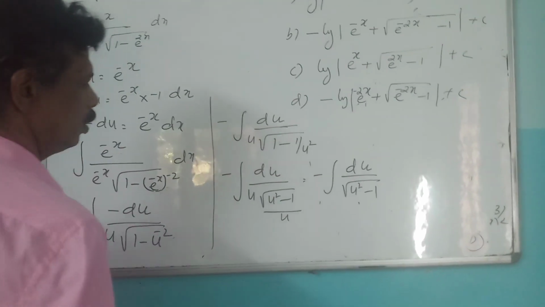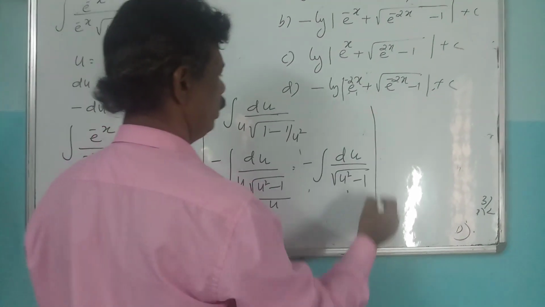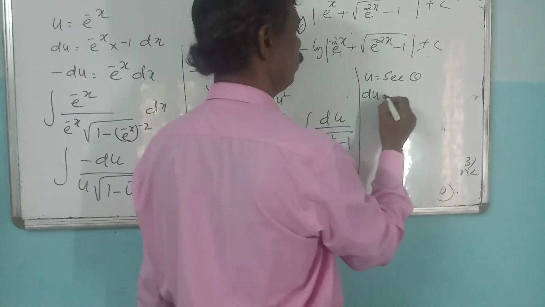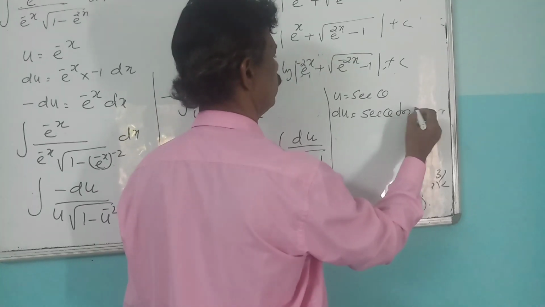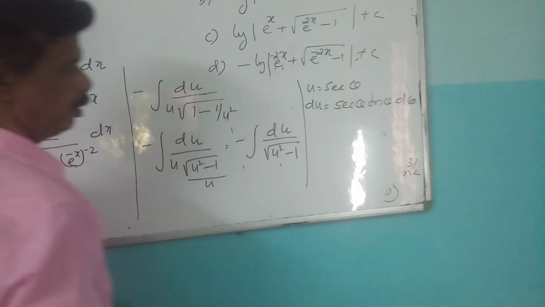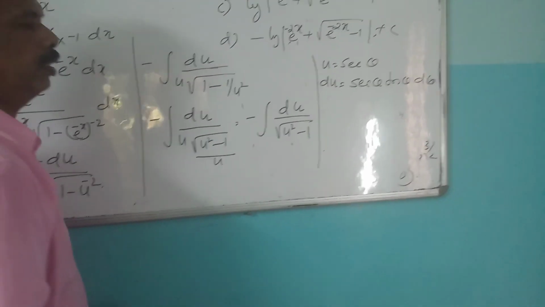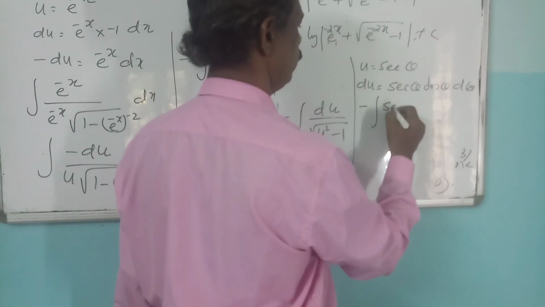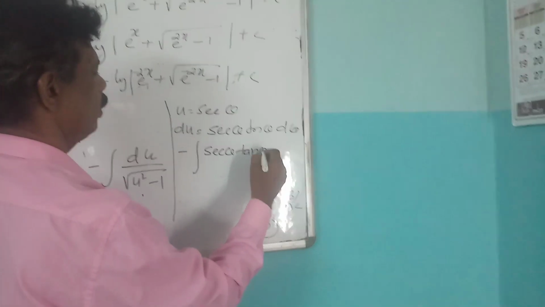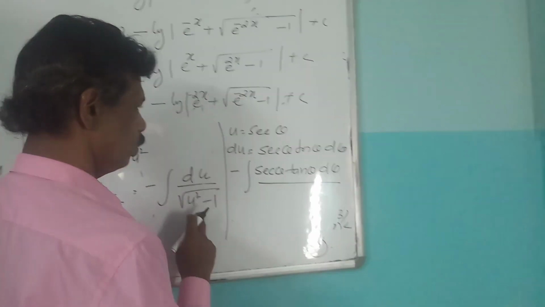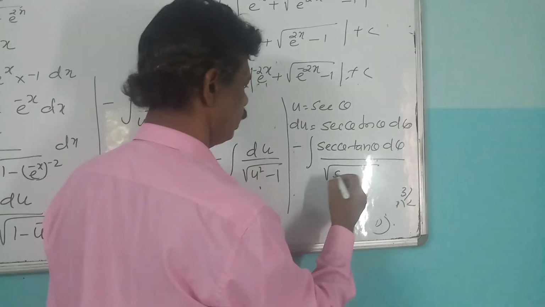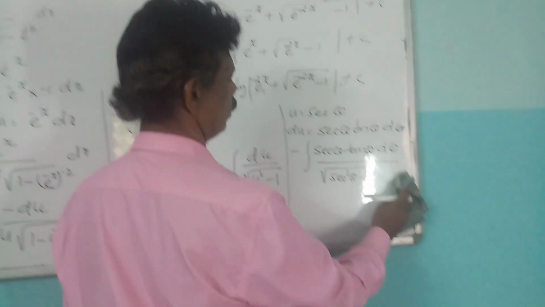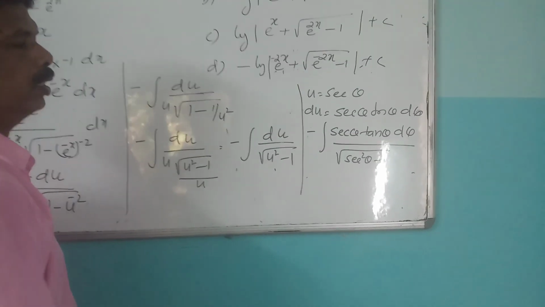Then put u equal to sec theta. Then du equal to derivative of sec theta, which means sec theta tan theta d theta. So minus of integral of du means we can write sec theta tan theta d theta divided by root of sec square theta minus 1. We know that sec square theta minus tan square theta equal to 1. Then sec square theta minus 1 equal to tan square theta.